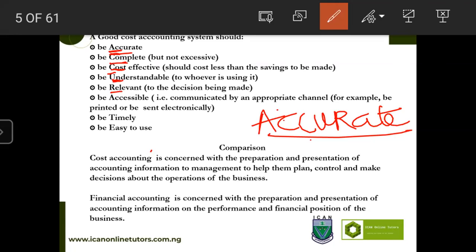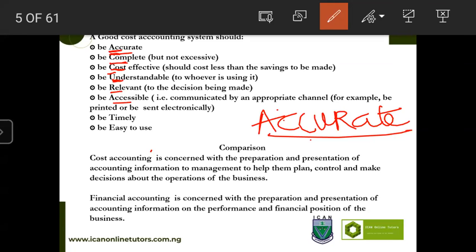Information that is not relevant. In fact, if a cost is not relevant to your decision, you don't use it. We have to look at which information is relevant and which is not relevant. Another one is that it must be accessible.